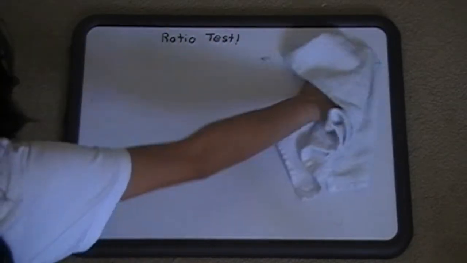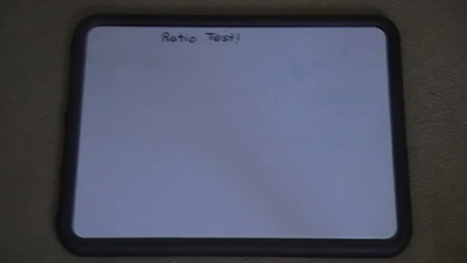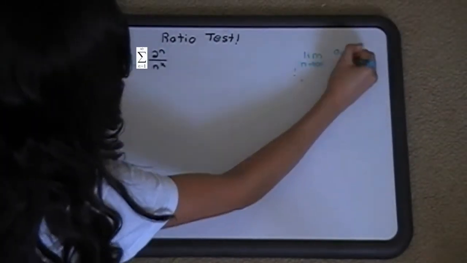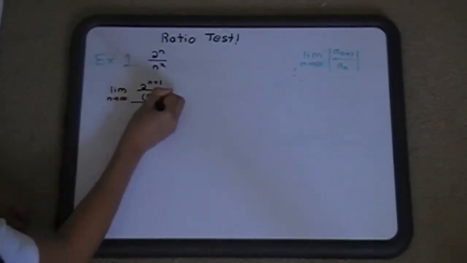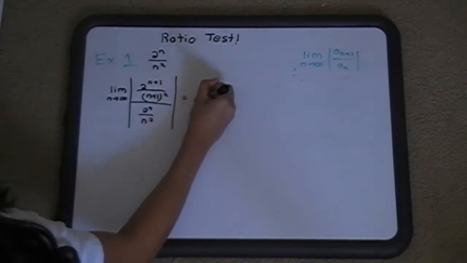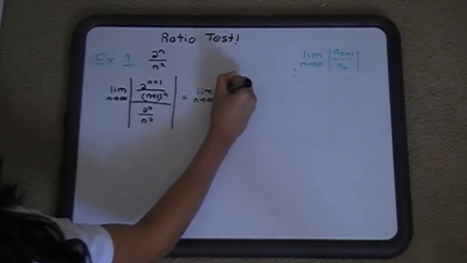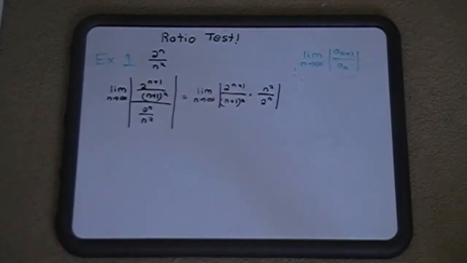Now we're going to do 3 examples. The first example will be 2 to the n over n squared, and that will be your a sub n. And you're taking the limit of a sub n plus 1 over a sub n, so you're going to add 1 to all of the n's, which would be 2 to the n plus 1 over n plus 1 squared. And you're going to divide that by the original a sub n. And you can actually write this as multiplying by the reciprocal, which is what we're going to do from now on.